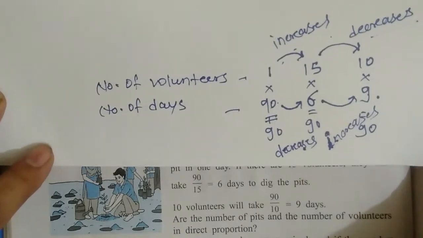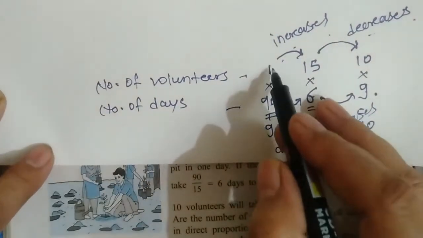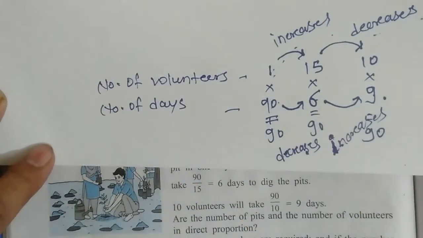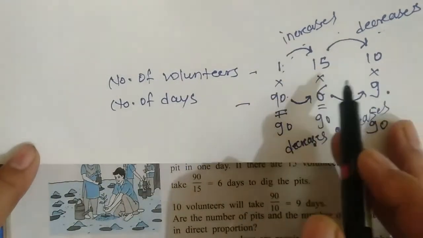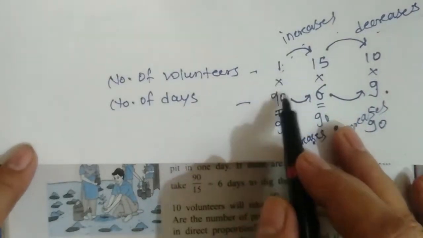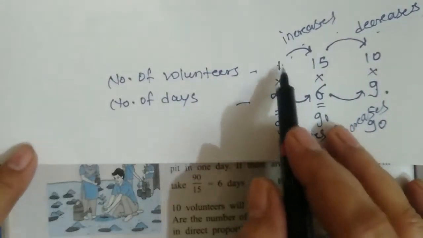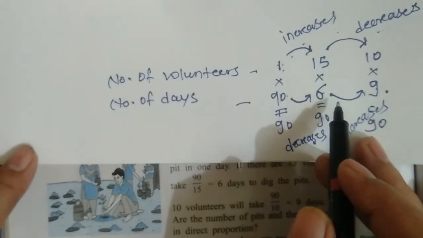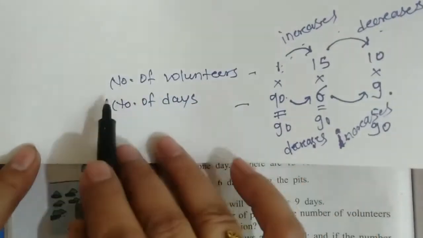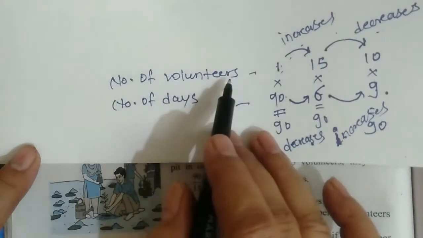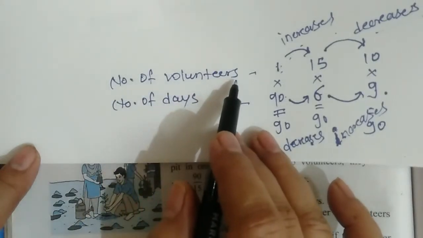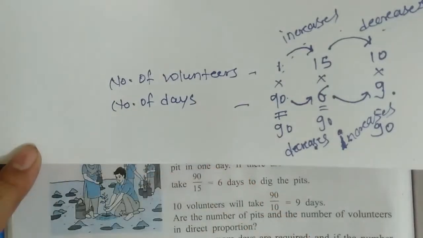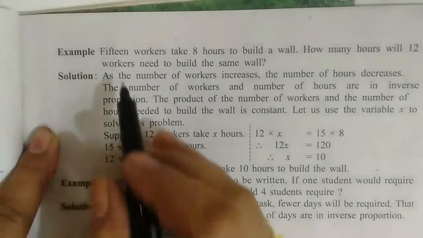Very simple. And here the multiplication of both quantities is the same. Same means constant, which means the product of both quantities always remains constant. Then we say that the number of volunteers varies inversely as the number of days. Understood? See the solved example.